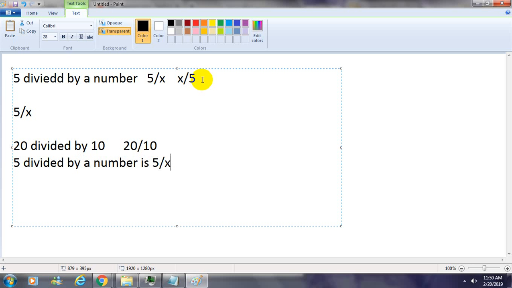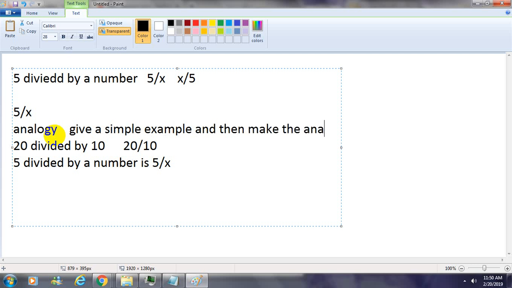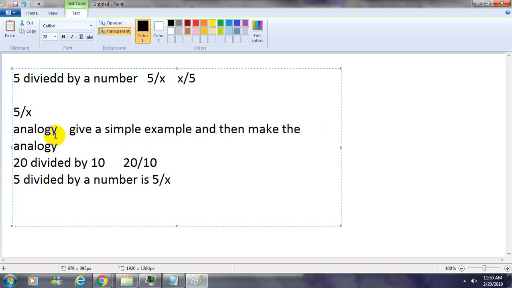Just like 20 divided by 10 we wrote as 20 divided by 10, here you do 5 divided by a number. See the analogy? Give a simple example to yourself, and then make the analogy between them. Like, stare at it and say 20 divided by 10 is 20 divided by 10. That one's easy, right? 5 divided by a number is just 5 divided by the number, okay?